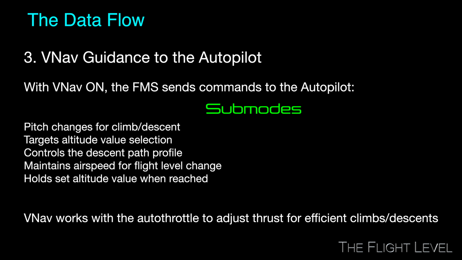With VNav engaged, the flight computer commands the autopilot with a variety of modes within the VNav program. The VNav profile calculation will use aircraft pitch. It will target selected altitudes. VNav will follow the path profile, will maintain airspeed during a flight level change, and VNav will hold an altitude when reached. The VNav program also works with the auto throttle to adjust the engine thrust during the climb, cruise, and descent phases.